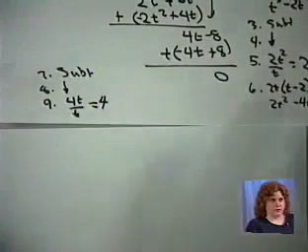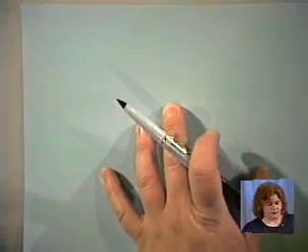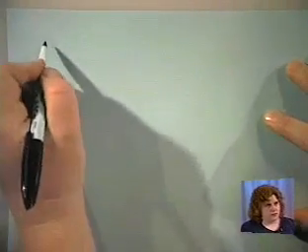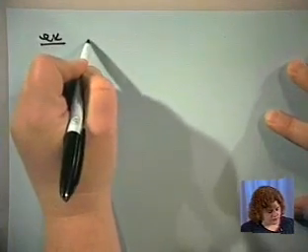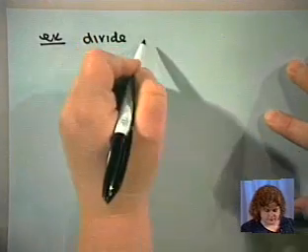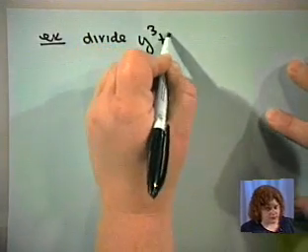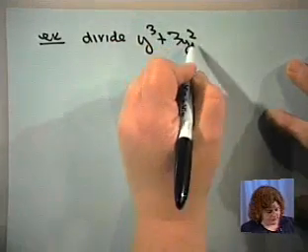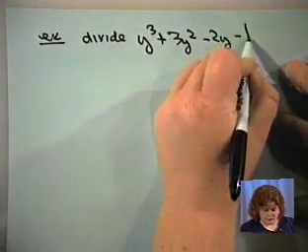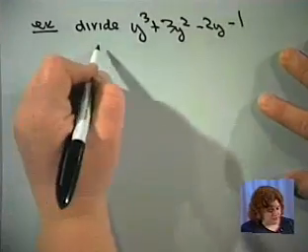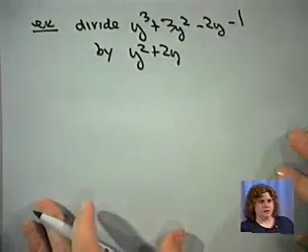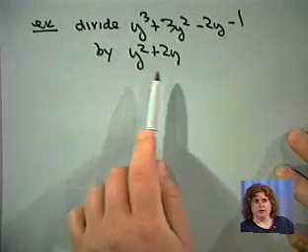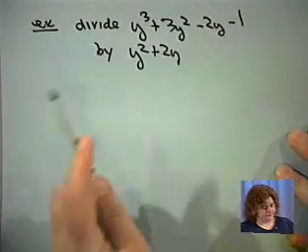And finally, these examples have not had remainders. I want to look at an example where you are left with a remainder. So we are going to divide y cubed plus 3y squared minus 2y minus 1 by y squared plus 2y. You can see your divisor can have other powers than just 1.